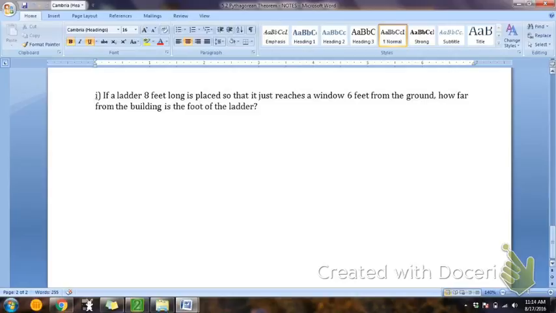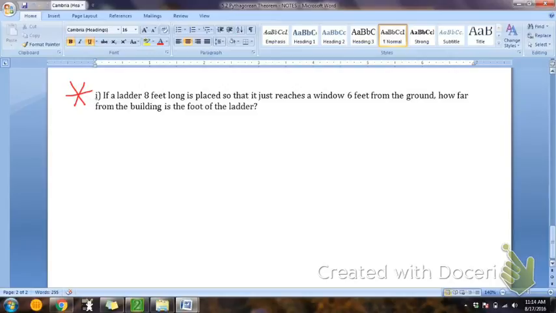All right, letter I is a great question. I would maybe star this something. You see this question come up a lot when you're dealing with right triangles. If a ladder 8 feet long is placed so that it just reaches a window 6 feet from the ground, how far from the building is the foot of the ladder? Again, that seems a little bit hectic.